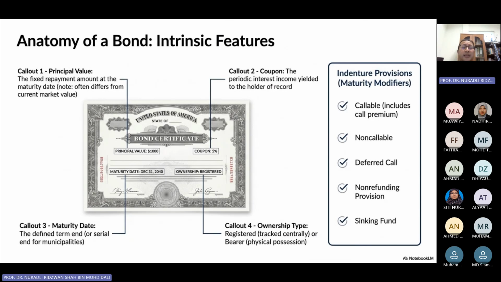Basically, it's very simple. Except for sukuk, we need to have the underlying contract, which needs to replace the lending and borrowing.